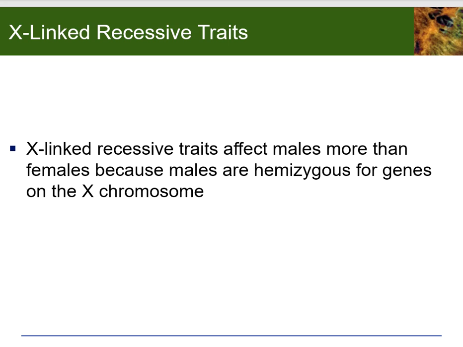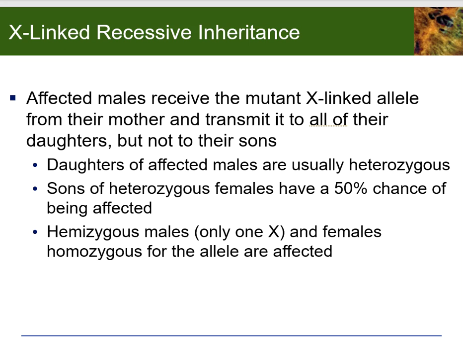X-linked recessive traits affect males more than females because males are hemizygous for genes on the X chromosome. Affected males receive the mutant X-linked allele from their mother and transmit it to all of their daughters but not to their sons. Daughters of affected males are usually heterozygous. Sons of heterozygous females have a 50% chance of being affected, and hemizygous males, where it's only on one X, and females homozygous for the allele could be affected.